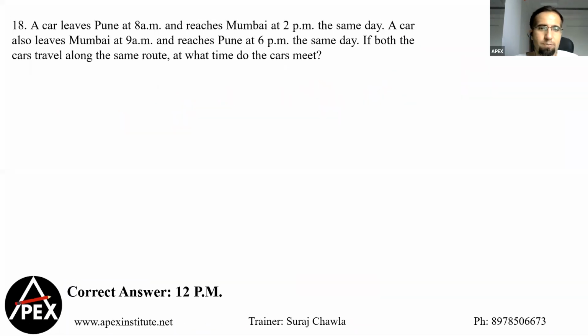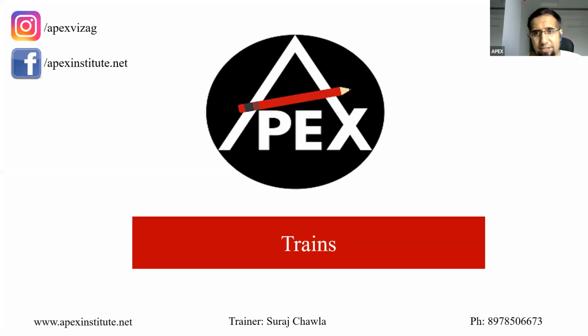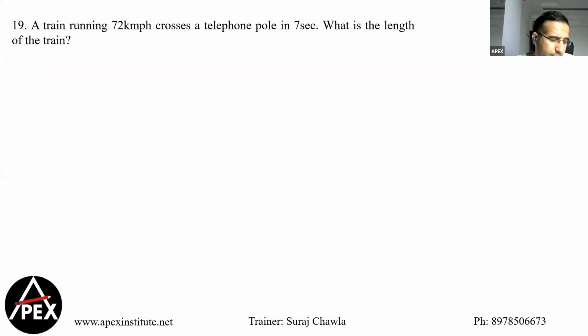Great. So let's move to the next concept, guys. The next concept is the concept of trains. Okay, let's look at the first question directly here. Now you will see terms like these. A train crosses a pole.